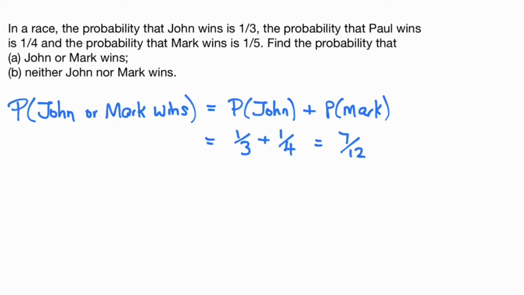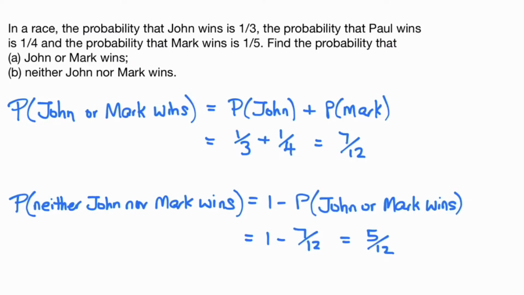For part B, we want to find the probability that neither John nor Mark wins. And if you think about this, it means that you do not want John or Mark to win. And so you can use the complementary event formula. So the probability that neither John nor Mark wins is 1 minus the probability that John or Mark wins. And from the first part, we found that the probability that John or Mark wins is 7 over 12. And so here the answer is 1 minus 7 over 12, which is 5 over 12.